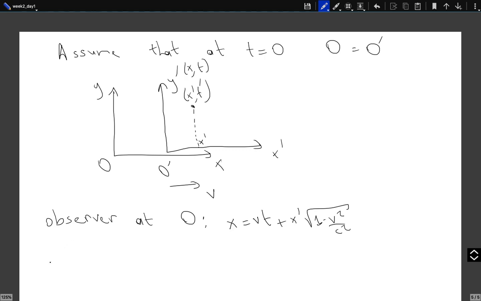Now let's look at the observer O prime. Well, for the observer in O prime, O is moving in the opposite direction with minus, well, let me just draw it also.